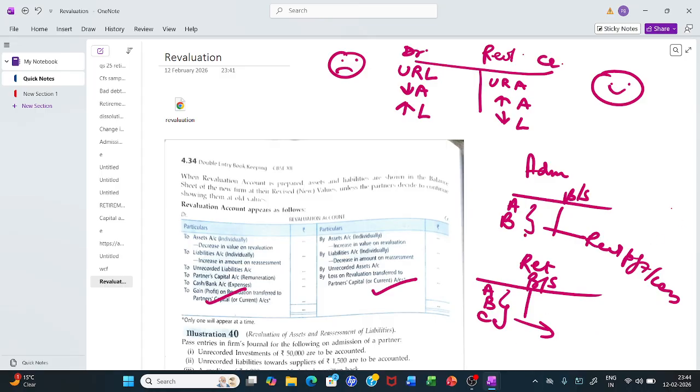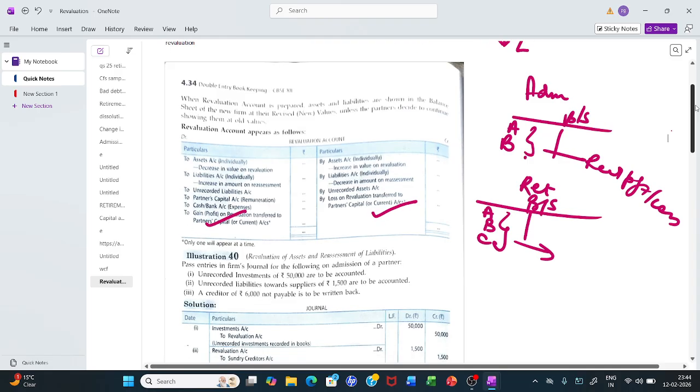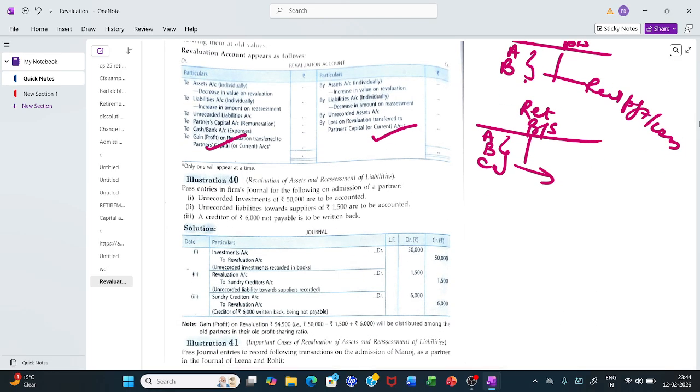So let's proceed further. In this case, let's try to see some different adjustments. Like here they have told, at the time of admission of a partner, there is an unrecorded investment. So this is an unrecorded asset. Unrecorded asset is good. When something good happens, revaluation account is credited. So if you are asked the entry, reval account is credited, what is increasing? Investment that gets debited.